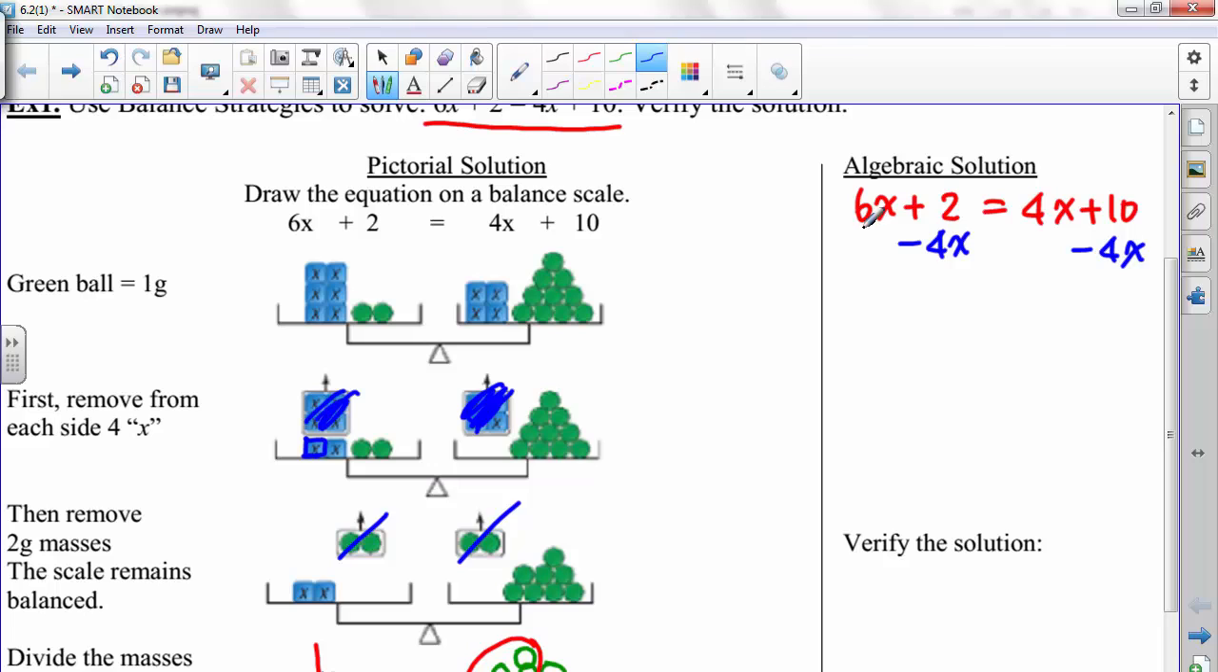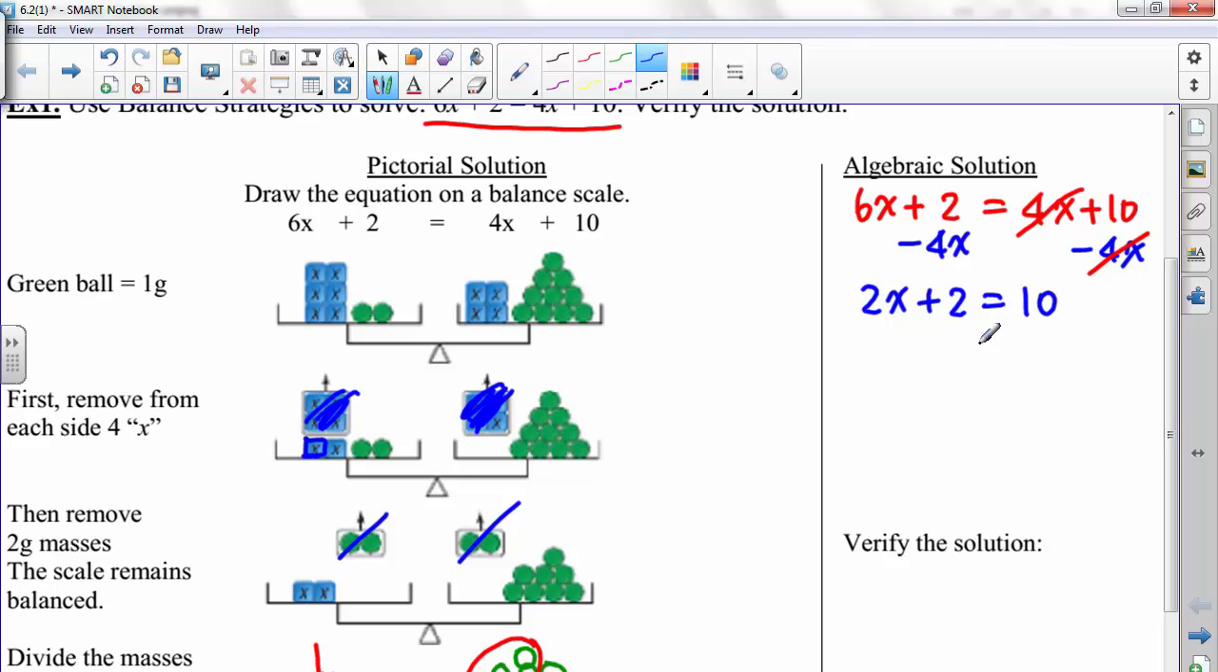On the left side, 6x minus 4x. You can combine the like terms. You only have 2x left, then plus 2. On the right side, we have 4x and negative 4x. These two terms cancel out. So that means on the right side, I only have positive 10 left. Right now, you will see this equation becomes a very familiar equation that we learned in 6.1.